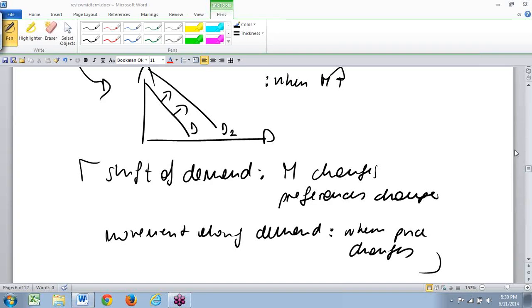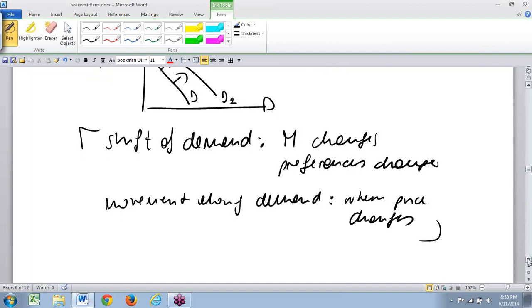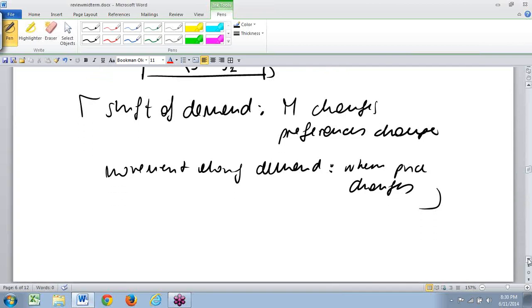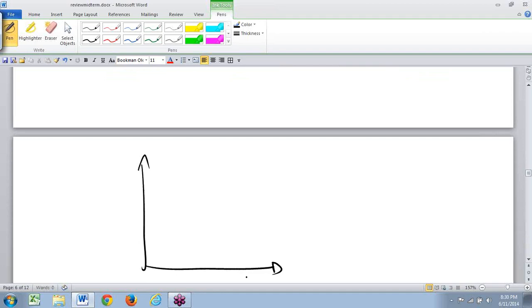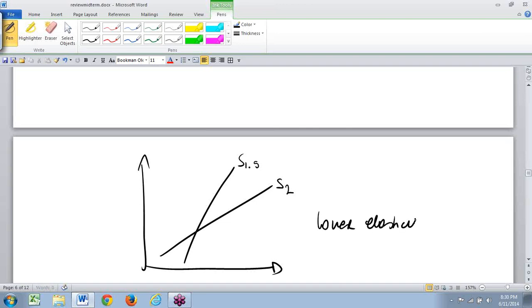Okay, so thanks, Biltu. Here we have first that the income has increased, and this means that the demand curve shifts to the right. And you want to see what is the impact of two different supply curves, one with an elasticity of 1.5 and one with elasticity of 2. So let's draw these two supply curves. Remember that the lower the elasticity, the steeper the supply curve. So these are our two possible supply curves.